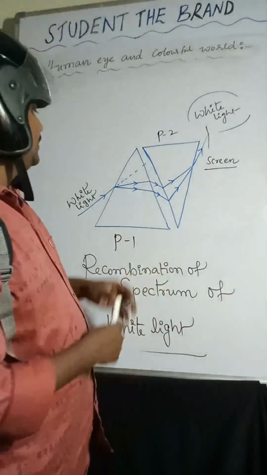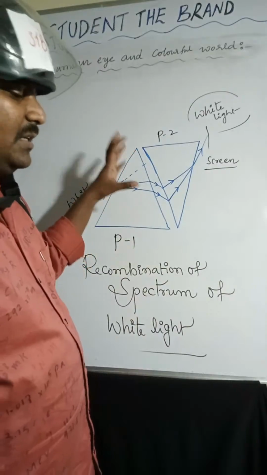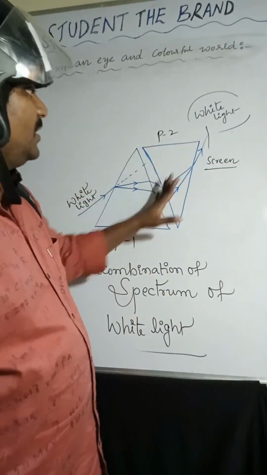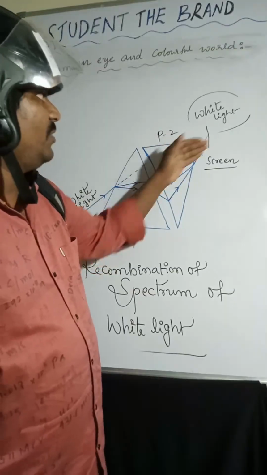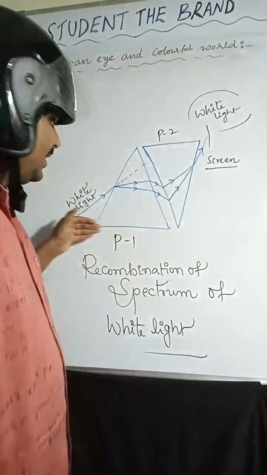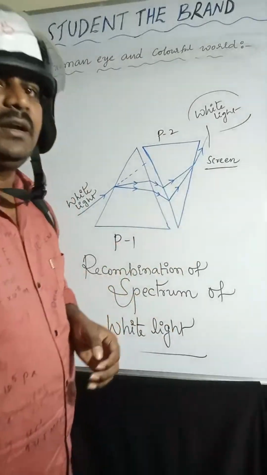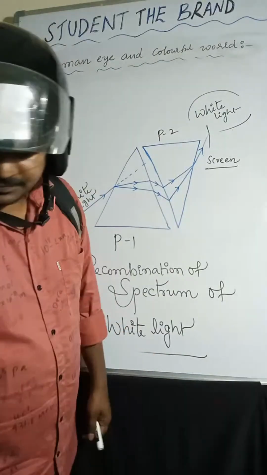Right, once again observe. White light passes through the prism, so it's split into 7 colors. Those 7 colors fall on the inverted prism and are combined again, forming white. So we can see the outlet as a white light. This is the recombination of the spectrum of white light. I hope it is very clear to you all. Right. Next one.